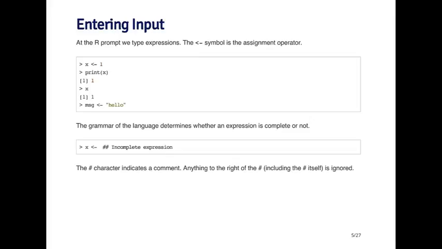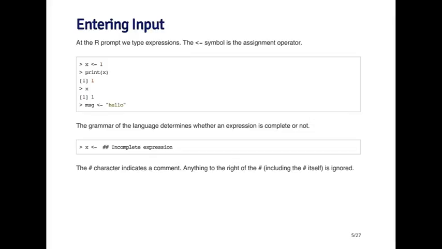So for example, the symbol which looks like a left-hand arrow and is actually the less than symbol followed by a hyphen, this is what's called the assignment operator. The assignment operator is what assigns a value to a symbol. So for example, in this first expression here, the symbol that I'm creating is called x, and the value that I'm assigning it is 1. And I use the assignment operator to create that. So x <- 1 is an R expression.